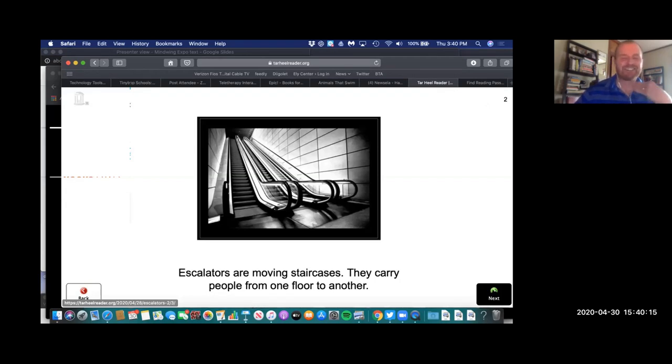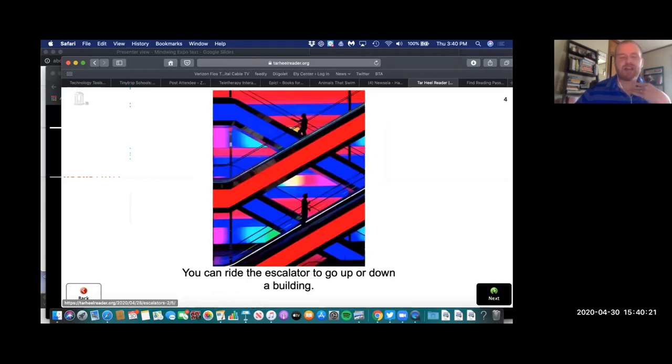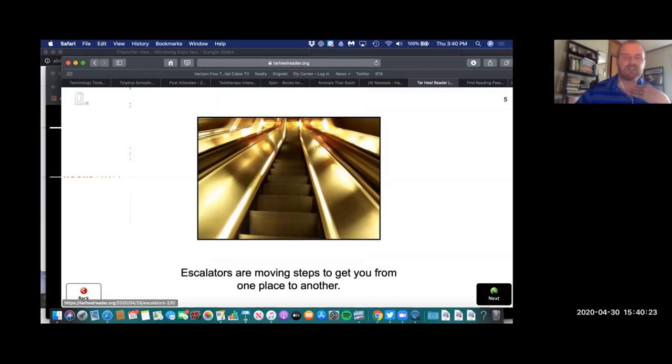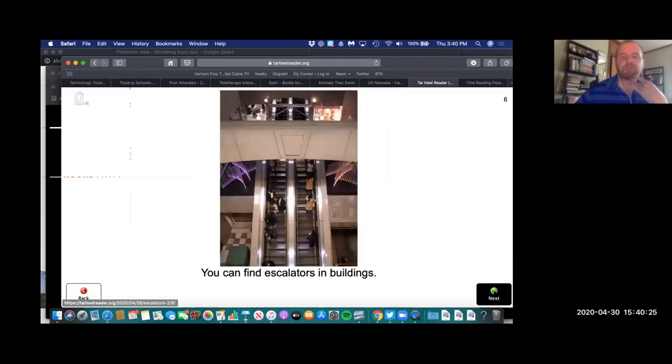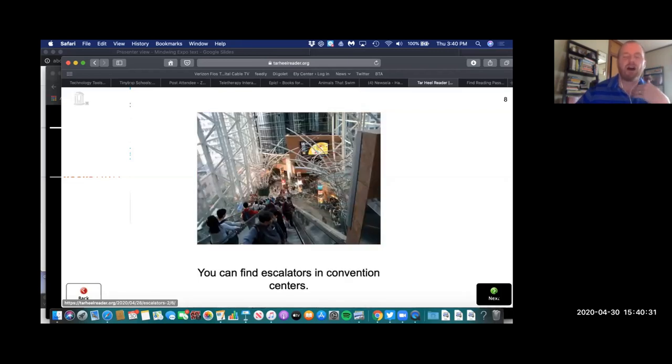What are escalators? It involves what are escalators. You can find escalators in buildings. You can use them to ride up and down a building. We use them for these reasons, but Tar Heel Reader tends to be repetitive text. You can find escalators in the mall or convention centers, so we can make a list of places that you could find escalators. This is just an example of the kind of text that you can do with Tar Heel Reader.